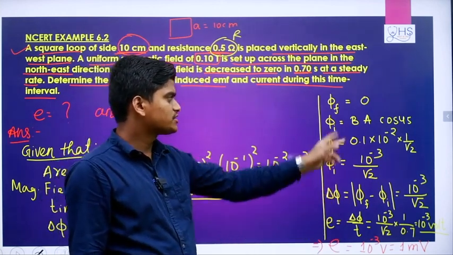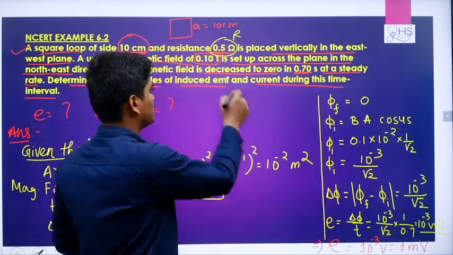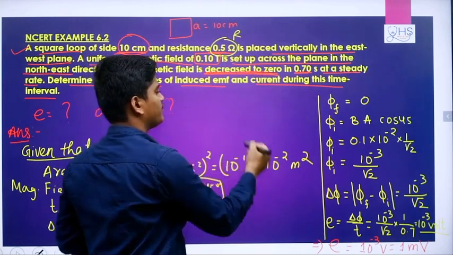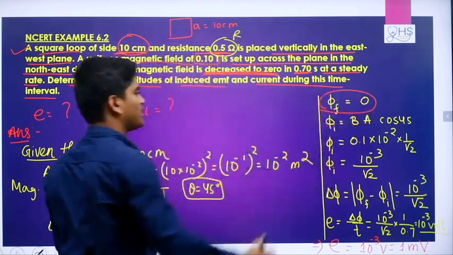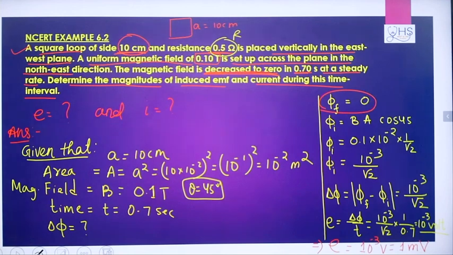See, systematically I calculated: to find EMF I need change in flux. To find change in flux I need final flux and initial flux. As the magnetic field became 0 in the final situation, my flux also became 0, because flux is directly proportional to magnetic field. Then the initial flux is BA cos 45. I understood my theta is 45 degree.